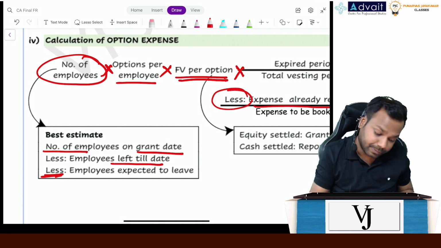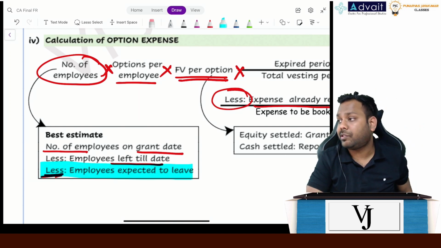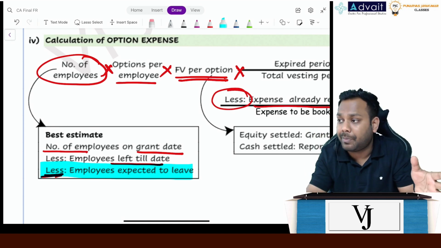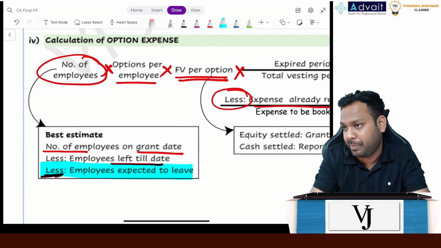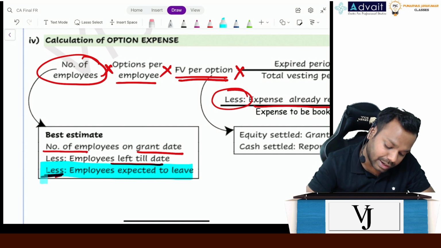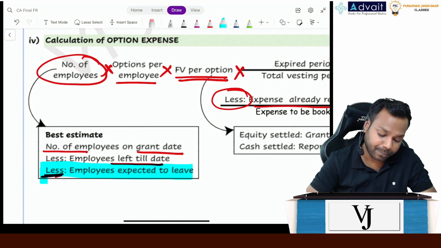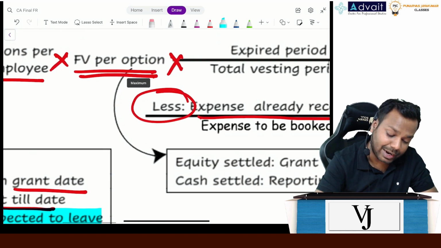Now this number is a judgment, right? Because I know that I will apportion the cost over the 3-year period, only those costs which are actually my cost for that period. So I will remove these employees who I am expecting will leave the company. Now, options per employee will be given in the question, as will the fair value.